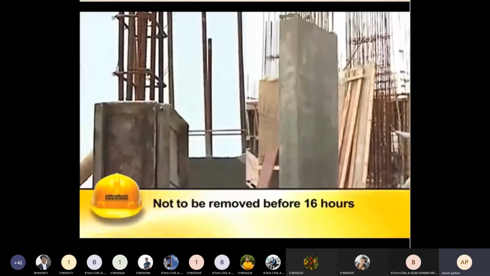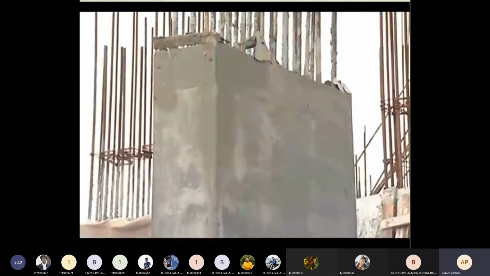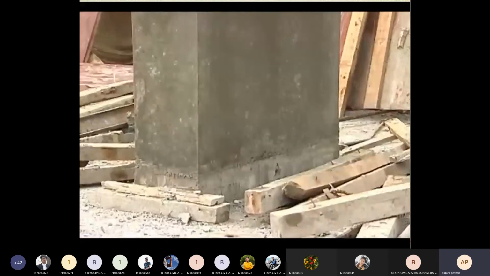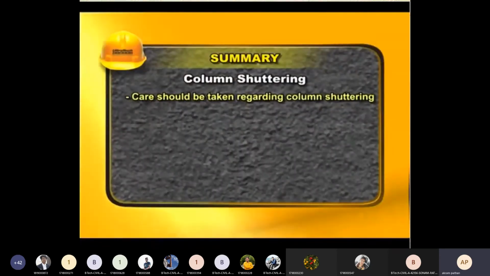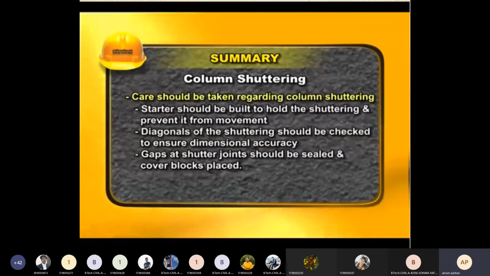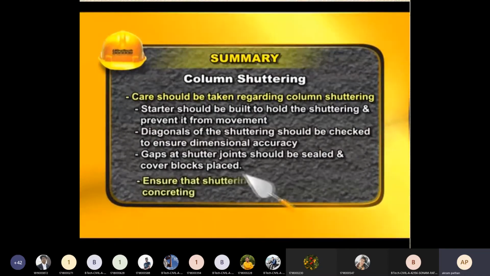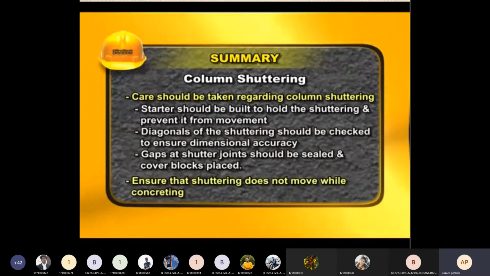it should not be before 16 hours. The removal of shutters has to be done gently and without jerks or hammering so that the edges of the columns are not damaged. Care should be taken regarding column shuttering. A starter should be built to hold the shuttering and prevent it from moving. Diagonals of the shuttering should be checked to ensure dimensional accuracy. Gaps at shutter joints should be sealed and cover blocks placed. Ensure that shuttering does not move while concreting.